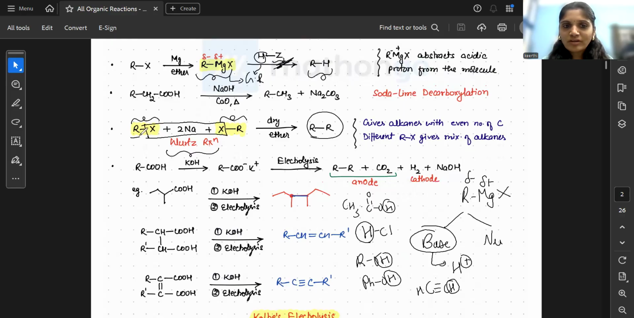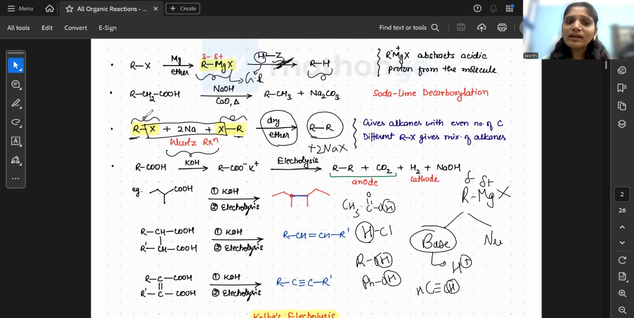This alkyl group and this alkyl group combine and form the respective alkane, and I do this reaction in the presence of dry ether, and you also get here, what do you get here? I get here plus 2 NaX and my respective alkane. Obviously it will give an even number of carbons. You get only alkanes with an even number of carbons, right? Yes, because you are taking similar alkyl halides.